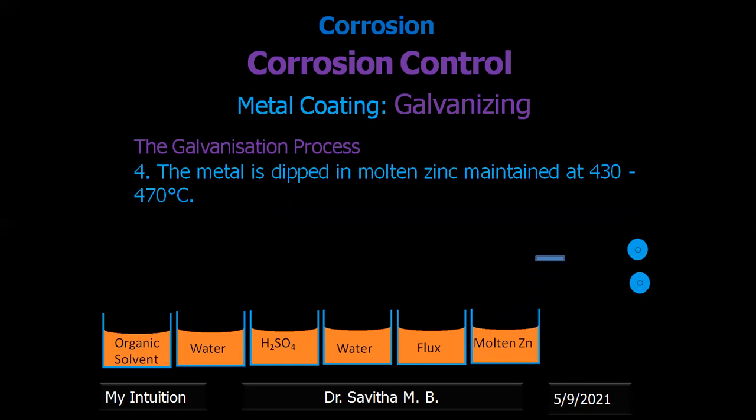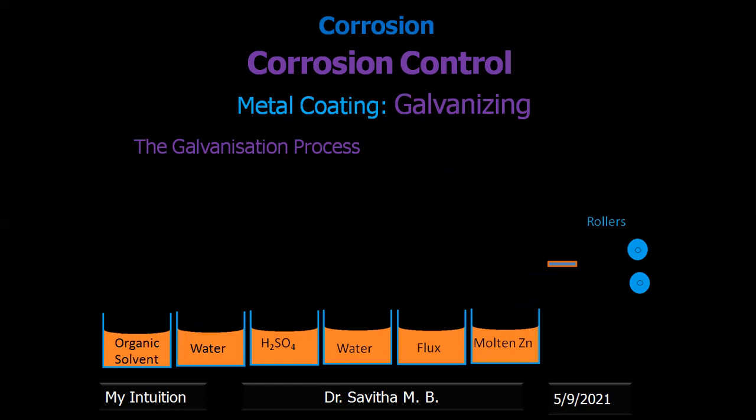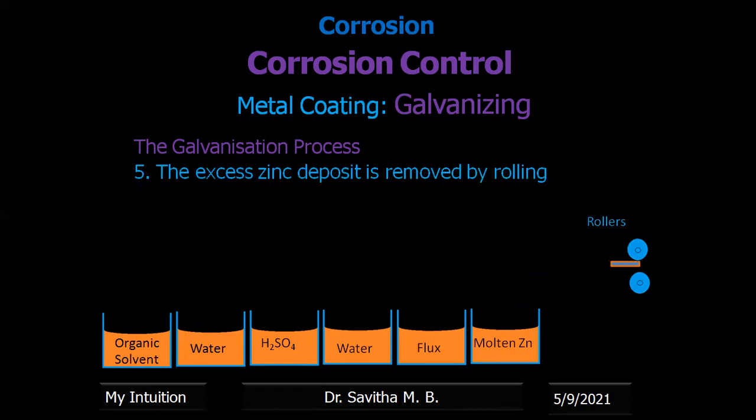After it is taken out from the zinc, there are chances that at some places the coating thickness may vary, right? To make an even thickness, you need to pass it through rollers. Okay, now it is passed through rollers. See, when it passes through rollers, the excess zinc whatever is present, it will be removed, or it will be levelized. Okay, then finally we get the galvanized article, right?